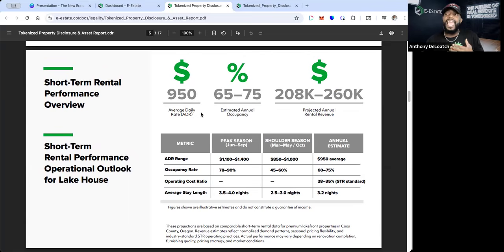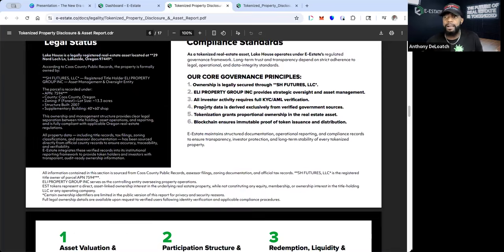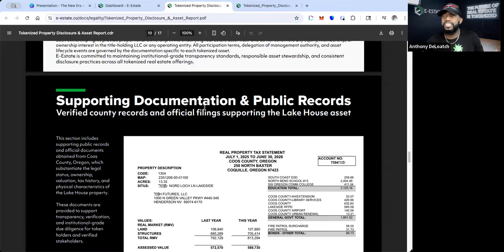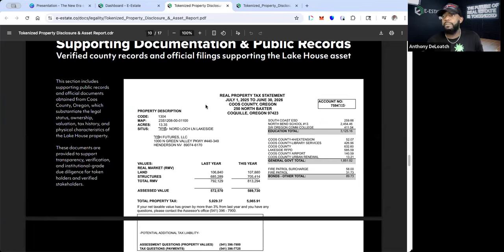The estimated annual occupancy is somewhere between 65 to 75% per year, and the projected annual revenue is somewhere between $208,000 to $260,000 per year. Look at the information that we get on these properties, even down to the public information and public disclosure of supporting documents like the public records and the tax statements. Guys, this is what we get for these properties.